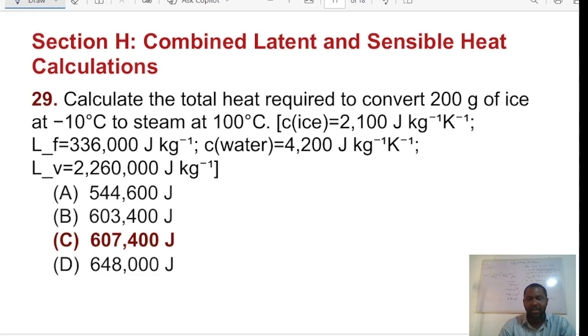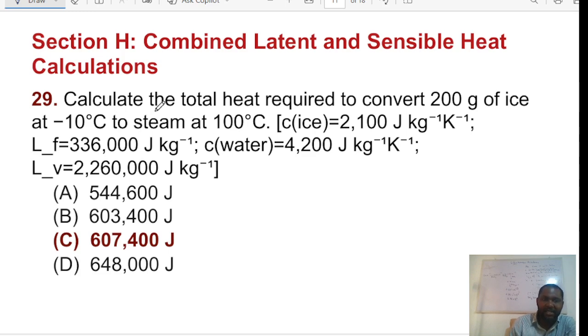Very important. In the previous video I told you something about latent heat. The latent heat is the heat involved during phase change, and during that change there is no change in temperature. Okay, so we have just two questions here, and let us do that quickly.